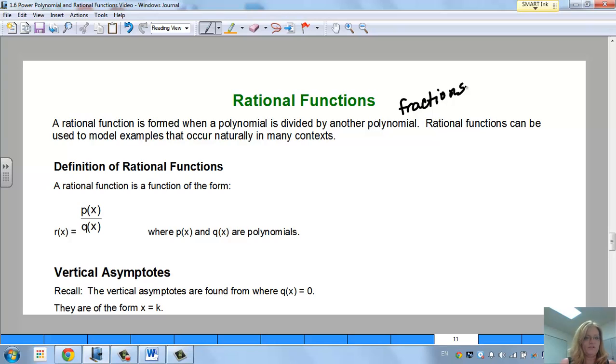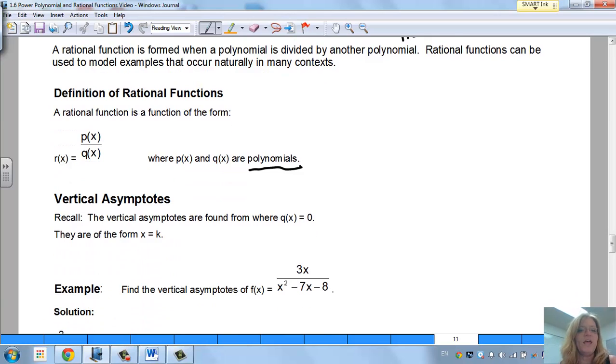Definition of rational functions. A rational function is a function of the form r of x equals p of x divided by q of x, where p of x and q of x are polynomials. So if you have one polynomial divided by another polynomial, that's a rational function. And because it's a fraction, there are certain things that you have to look at, and one is vertical asymptotes. Recall, the vertical asymptote is found where q of x is equal to 0.